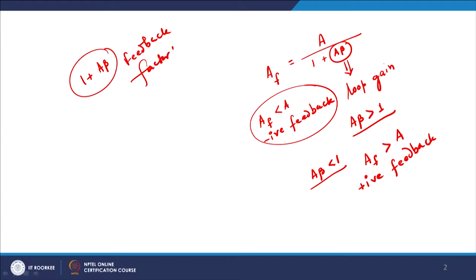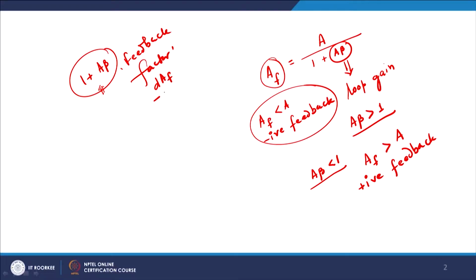If you look at the feedback factor, the higher the value, the lower is your AF, and therefore, in most practical cases we try to keep this as high as possible. The advantage is that gain desensitization takes place. So, dAF by AF is reduced drastically as compared to dA by A. This is the gain without feedback, this is the relative gain with feedback. So, your gain becomes more stabilized. What you lose is basically the gain.